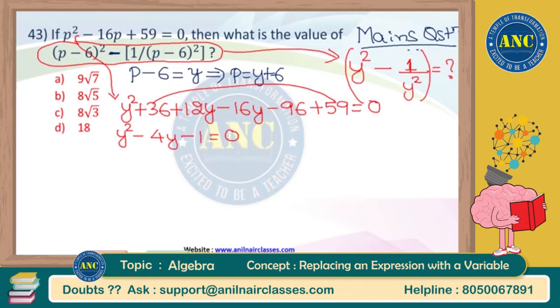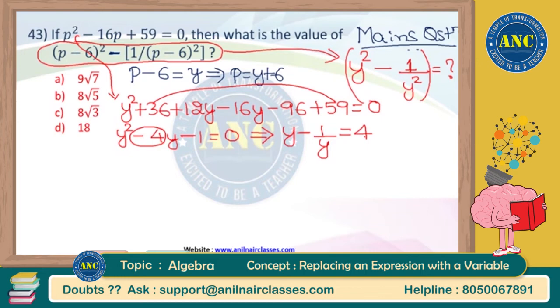Now, can I say that y square minus 4y minus 1 is equal to 0? This can also be written as y minus 1 by y. Why did I put minus here? Because the constant has a minus, and this minus 4, if I shift it to the right hand side, becomes a plus 4.